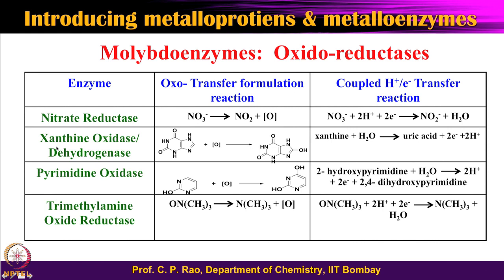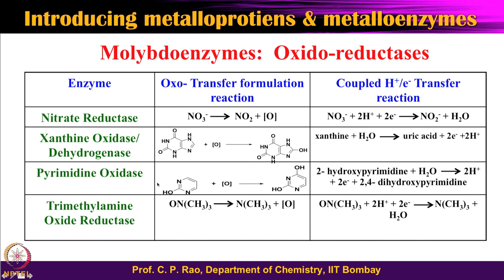So, let us see a different one, which is xanthine oxidase, or it can also be called, as I mentioned earlier, dehydrogenase. So, removing hydrogen is oxidation, adding oxygen is also oxidation, adding electrons is reduction, removing electrons is oxidation. Keeping all those things in mind, you see that this is the moiety of the xanthine and oxidation giving rise to uric acid. So, what is the number of electrons and protons? 2 electrons plus 2 protons.